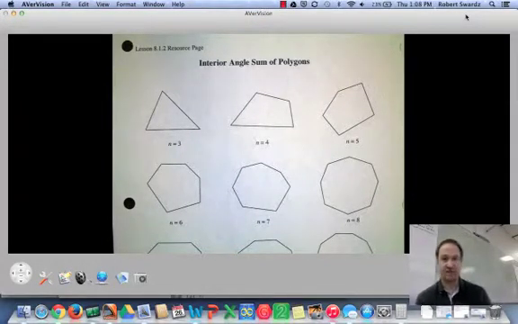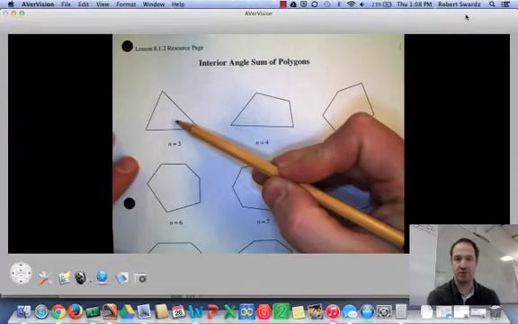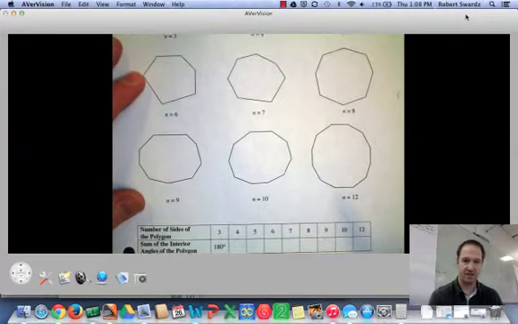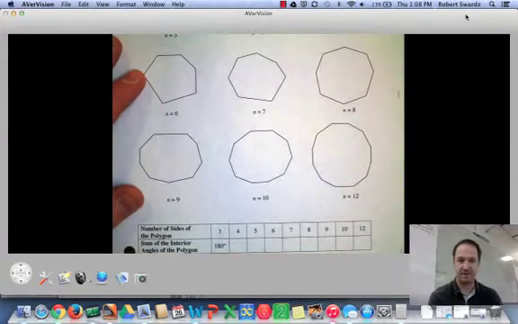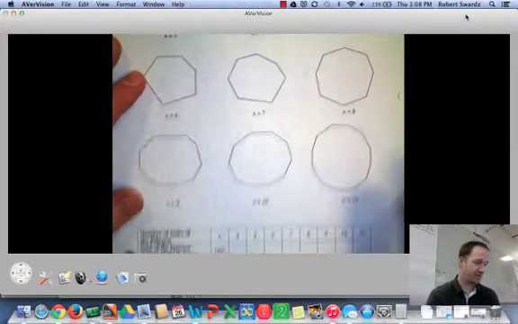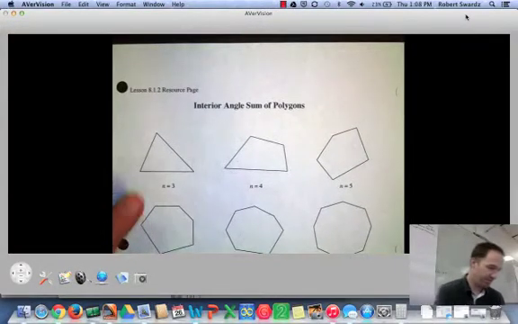So what do these angles in these polygons add up to? Well, for a triangle, we already know, right? We know that the angles in a triangle add up to 180 degrees. If there's 3 sides, the sum is 180. We already know that. But what about the rest of them?